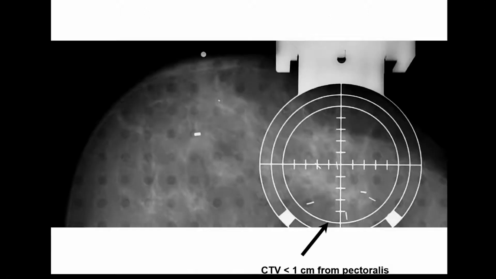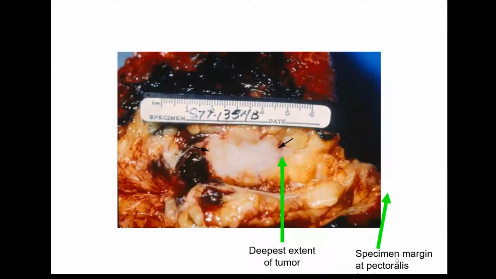And so here's an example. This is a case where we see the clinical target volume being less than 1 centimeter from the pectoralis fascia, coming down very deep. Next slide. But when we actually look at the excision specimen, the deepest extent of the tumor is defined as being 2 centimeters away from the specimen edge at the pectoralis fascia. So really the pectoralis fascia is not at risk. It's the anterior edge on this specimen that was close, at about 1 millimeter. Next slide.